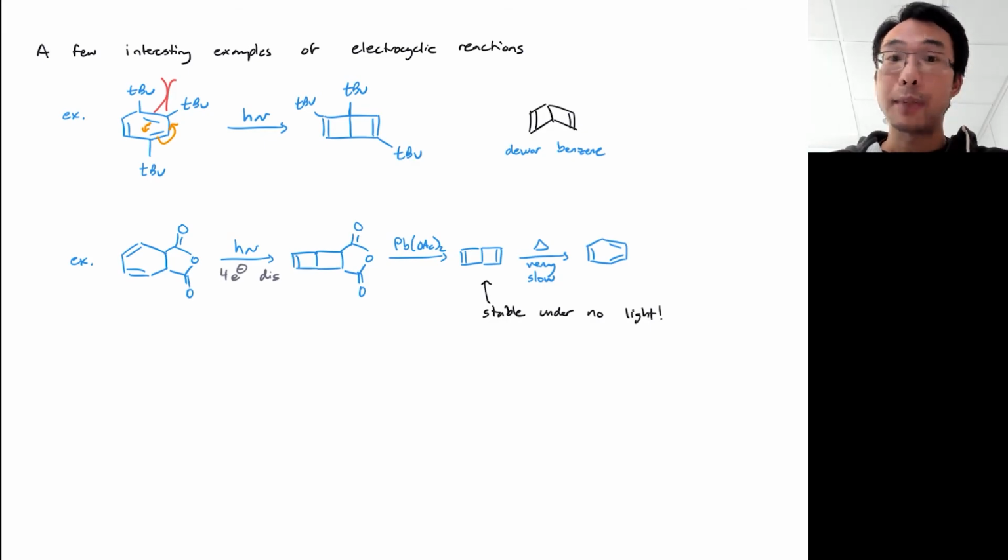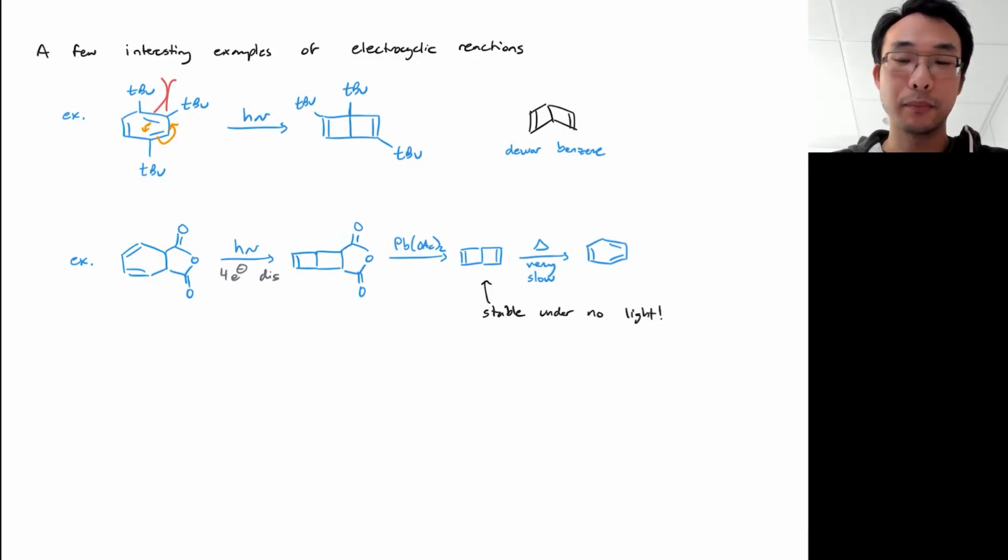What is maybe surprising here is that Dewar benzene is a strangely stable compound. If you just leave it in the dark, in your vial, it will persist for days, if not weeks, before very slowly isomerizing into benzene. And so the key point here is that this has to be under complete exclusion of light. And so that should give you some hint that there's maybe a Woodward-Hoffmann type of a process or selection rule taking place here.